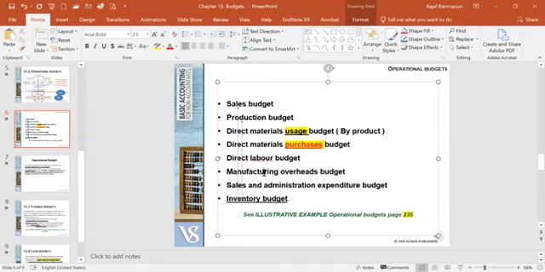A manufacturing overheads budget. Overheads means everything over and above anything that is direct. So it's not directly consequential. So it's not a direct material. It's not a direct labor. Okay, Shanisa, that's a very good point you've got with regards to generators.